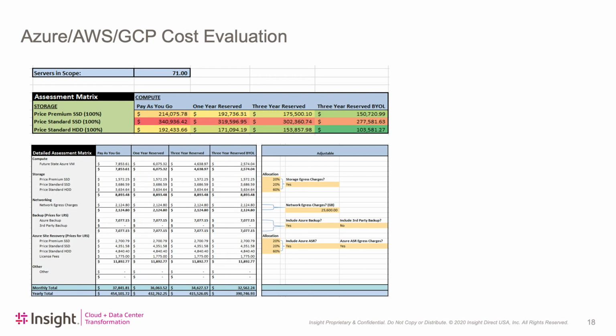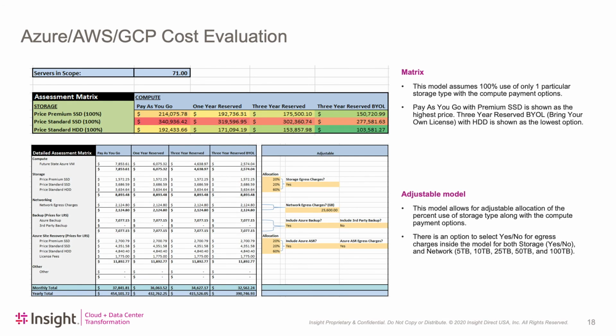Here we see the summary page of the cost evaluation. It details the cost figures for various scenarios. It accounts for different types of storage and cloud compute consumption options and provides cost estimates dynamically based on these inputs. We can also estimate network charges and backup costs depending on what backup solutions you plan to use.